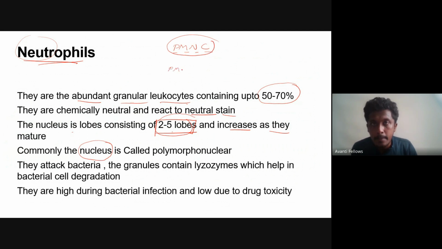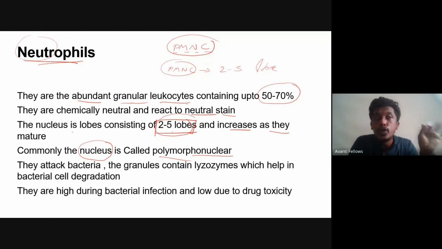The PMNC has how many lobes? What is the name of PMNC? Neutrophils. Why is it called PMNC? Because it has around 2 to 5 lobes. Poly means what? Many. Morpho, appearance. Nuclear, that is nucleus, already. And C means cells. Polymorphonuclear cells. So these are called what? Polymorphonuclear cells are also called neutrophils.